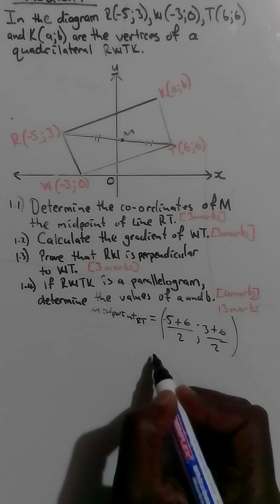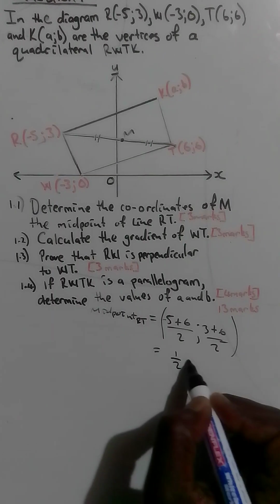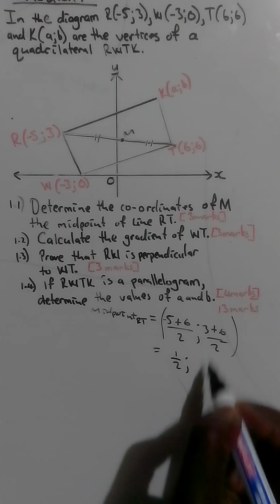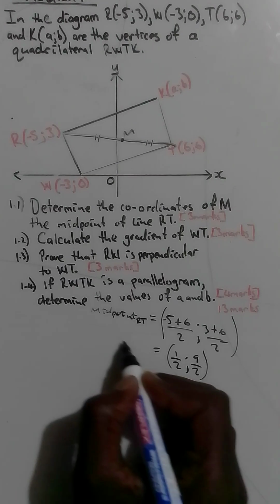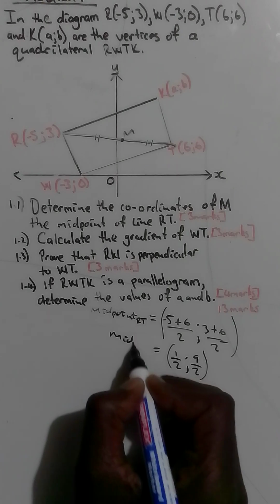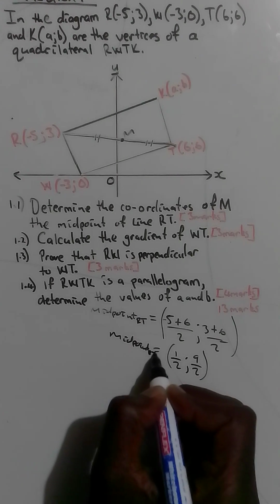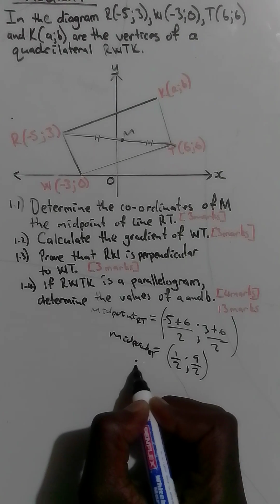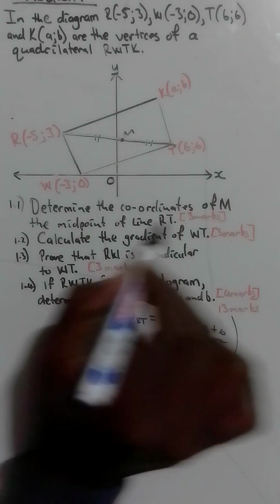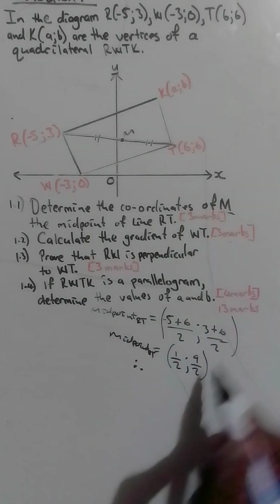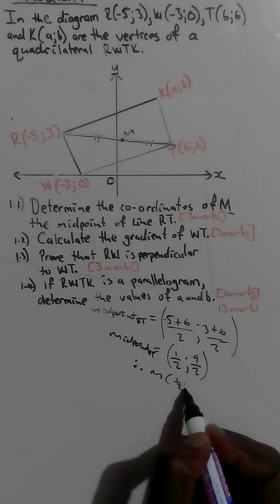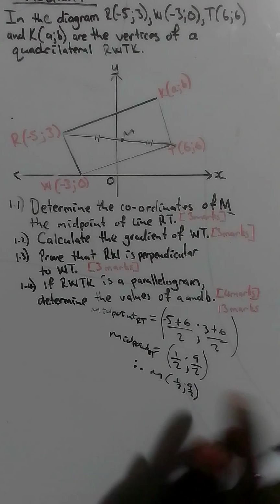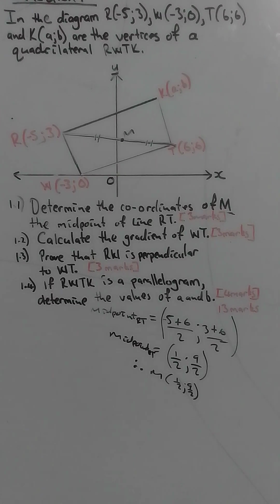And -5 plus 6 is equal to 1, so I've got 1 over 2 here, and 6 plus 3 is equal to 9, so I've got 9 over 2 there. This is my final answer for the midpoint of RT. However, note that where there is the midpoint, we must call it point M. So therefore M has coordinates (1/2; 9/2). And when we've done this, we've completed and we fetch our 3 marks.